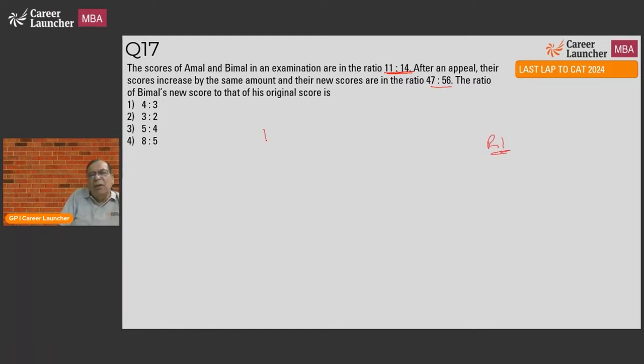I'm sure practically everyone will be able to say (11x + k)/(14x + k) should be equal to 47/56, right? You can calculate and find k. Now, this is mathematically perfectly fine. But if you look at the numbers carefully, you will be able to get the answer without doing this calculation. All this is not required.